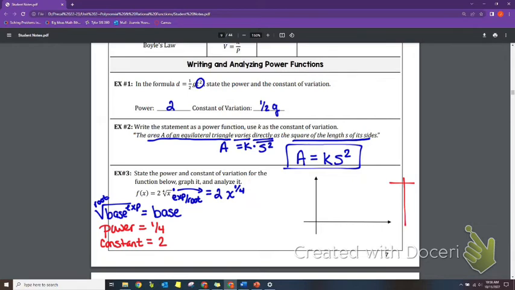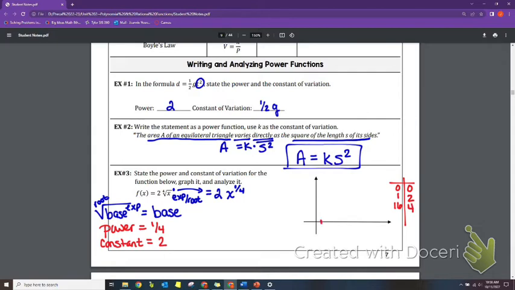So let's see, it's a 4th root of x, so we know the x can't be negative. So let's start at 0, and, what is a 4th root? 1 and 16, okay? So when I plug in 0, we end up with 0. When I plug in 1, the 4th root of 1 is 1 times 2 is 2. And I plug in 16, the 4th root of 16 is 2 times 2 is 4.